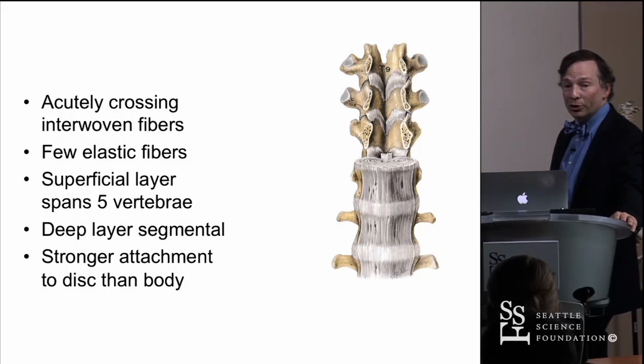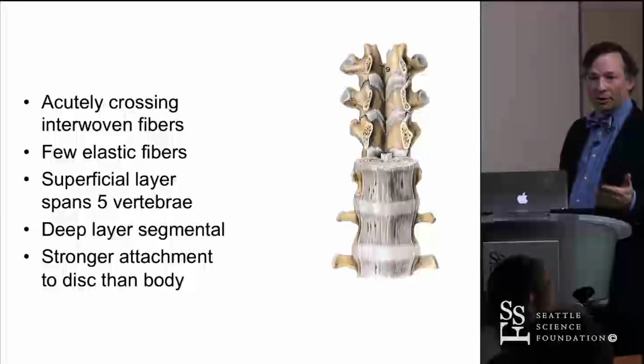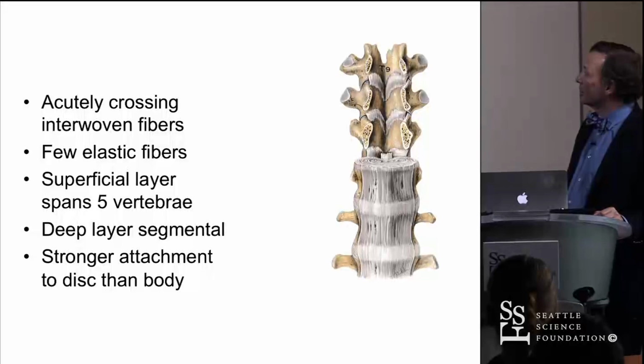Intuitively, if you looked at the placement of the anterior longitudinal ligament, you'd see that it prevents or restricts hyperextension by keeping those vertebral bodies in alignment.